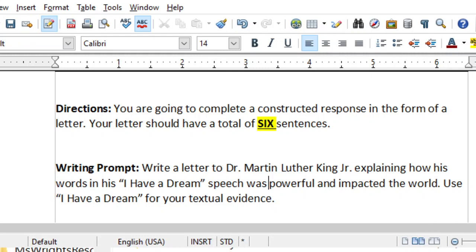So once again, the writing prompt is asking you to explain how Dr. King's I Have a Dream speech, how the words that he used to write that speech, were powerful, and how those words impacted the world. And you must use lines from the speech to support your opinion.